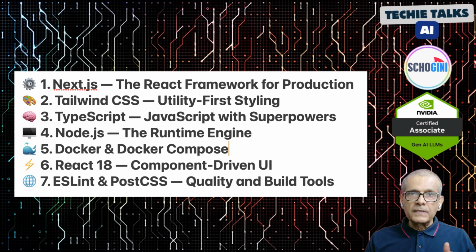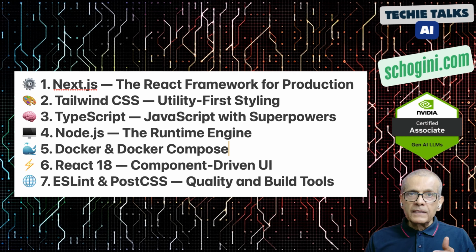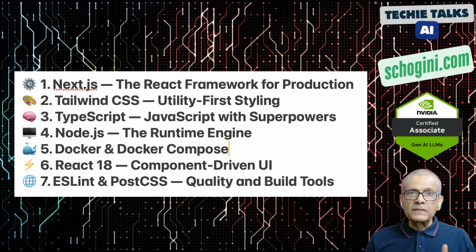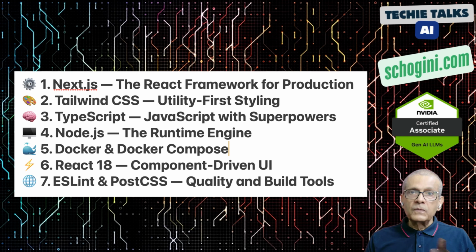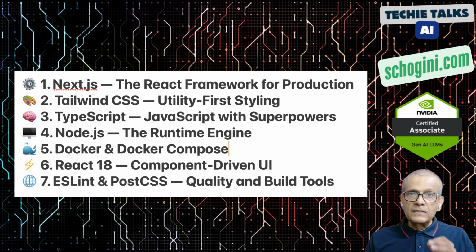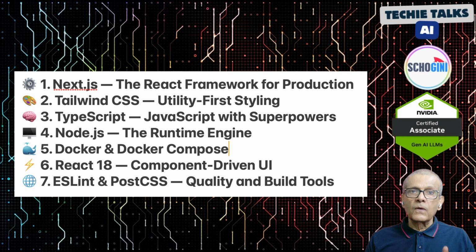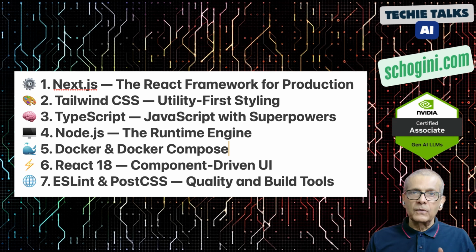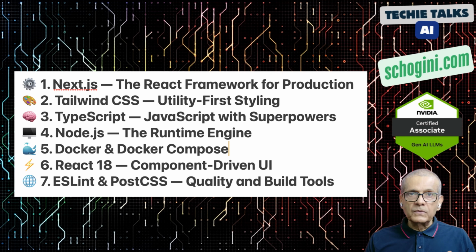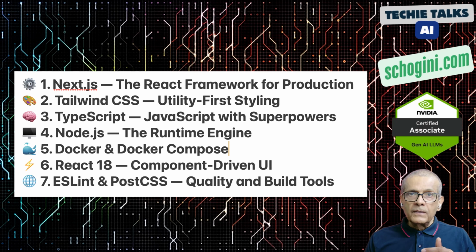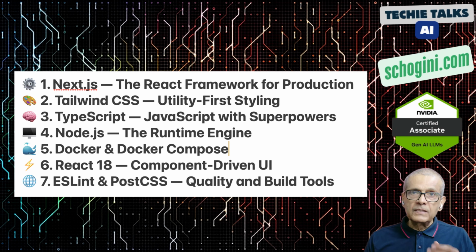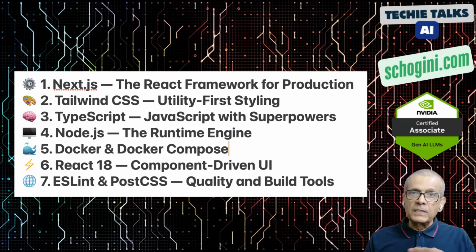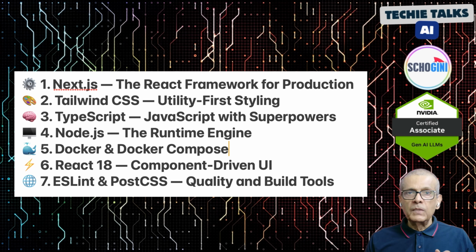Then comes TypeScript, JavaScript with superpowers. TypeScript is a superset of JavaScript that adds static typing, interfaces, and compiler checks. Then Node.js, the runtime engine. Node.js is a JavaScript runtime engine built on Chrome's V8 engine. It lets you run JavaScript outside the browser on the server. Then Docker and Docker Compose, containerized development. Docker packages applications and their dependencies into lightweight, reproducible containers. Docker Compose orchestrates multiple containers with one single YAML file.